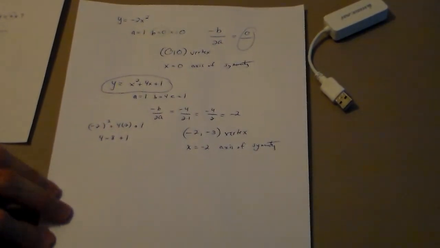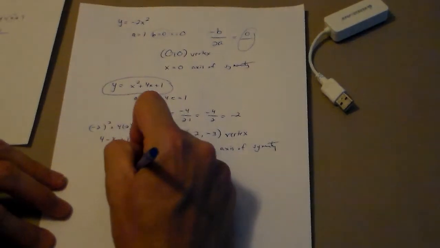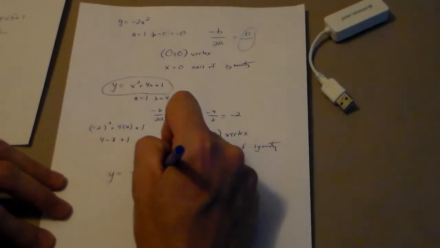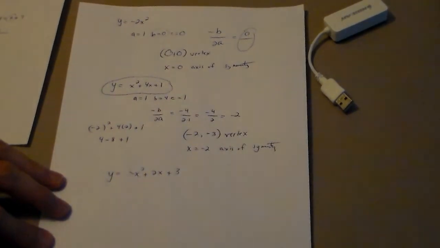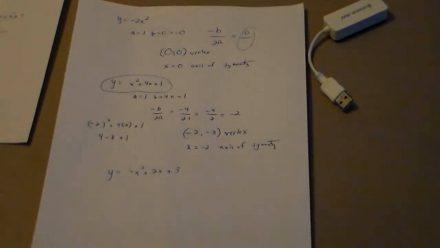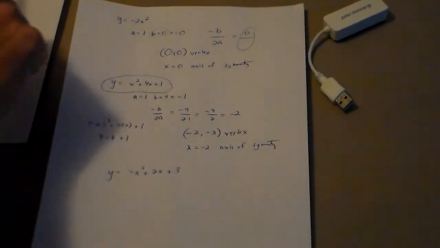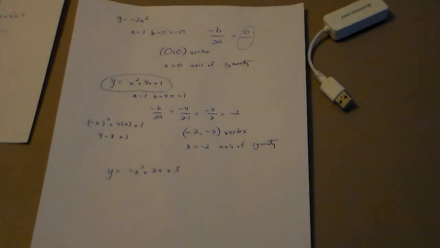Okay, so I'm going to give you guys one to try. Y equals negative x squared plus 2x plus 3. It's another easy one. I want you to think why that's an easy one. Okay, I'm going to pause the video so that you guys have a chance to do that, and we'll start it back up in a second.